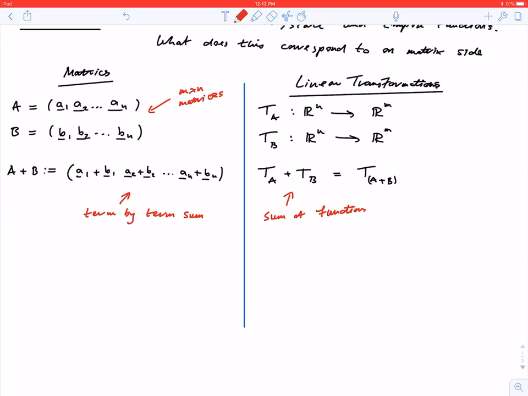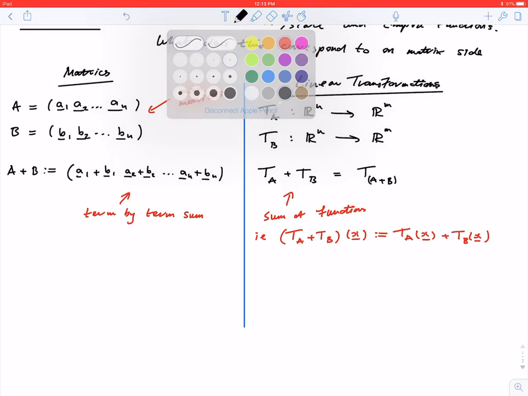This is just the sum of functions. You're used to summing functions, for example sine x plus cos x. Precisely, TA plus TB, I need to tell you what that does to an element x. We define it to be TA of x plus TB of x. This requires a little bit of thought to make sure you're certain they do the same thing; it's just an exercise in chasing around vectors. So this is nice: addition of linear transformations corresponds to this really elegant addition of matrices.